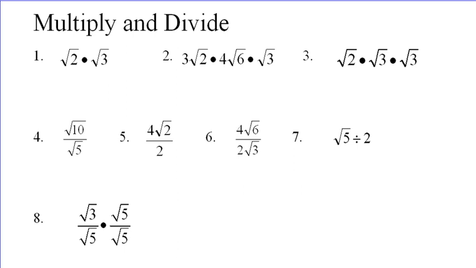We know how to simplify our radicals. We know how to add and subtract our radicals. We're going to take a look at how we can multiply and divide our radicals. And each time we want to try to relate it to a simpler problem, something that we've done before, and draw upon that experience. So let's take a look at the first one together here.